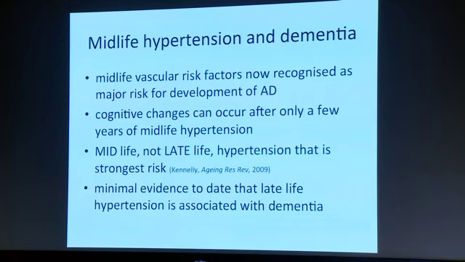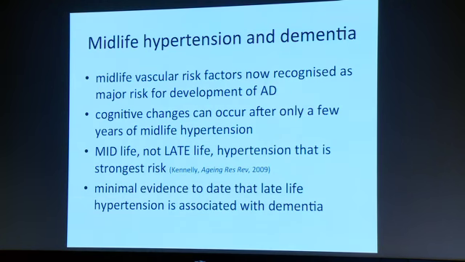We know that it's not late life hypertension, it's midlife risk factors that are the most important. Often if I see people in their 40s and they've got high blood pressure, they'll say, oh, I'll leave it for a while. But that's critical. Midlife starts at 35, sadly, and midlife vascular risk factors are recognised as the most important risk for Alzheimer's disease. And we know that if you've got bad blood pressure, we can actually see on very fine testing some cognitive changes after only a couple of years. So it is critical. Midlife, not late life, high blood pressure is the strongest risk.